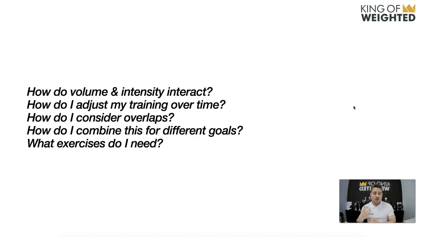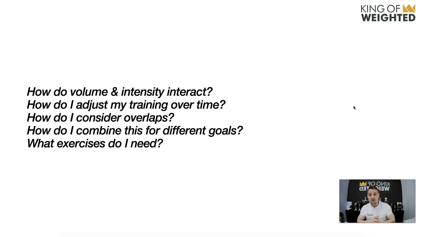Then there are directly a lot of questions coming up if we're thinking about this. So how do intensity and volume actually interact with each other? If I increase intensity, do I keep the volume the same? Do I increase the volume? Do I lower the volume? And in which phase do I do what? How do I adjust that over time? Like, do I always go from hypertrophy to strength? How does that work? And in those cycles, how do I scale my numbers?